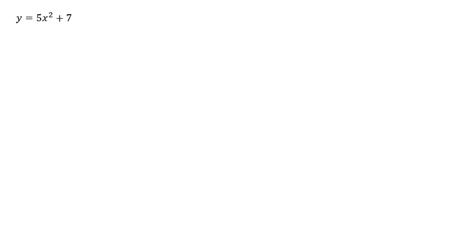This is in standard form, even though it doesn't have the b, it just means it's a plus 0x for b. My y-intercept is just the c value. My y-intercept is 0, 7.